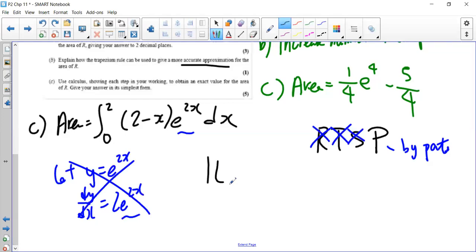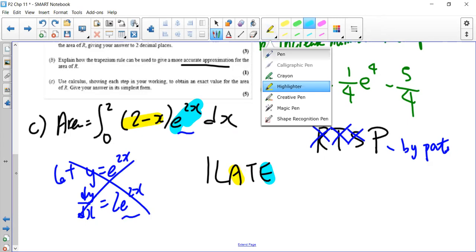When it comes to by parts, use the LATE rule, to be honest, because you're not doing pure maths, you're not doing any inverse trick, unless you're doing further maths, where it might be useful. Otherwise, it'll be the LATE rule for normal maths students. Logarithms, not quite. Algebra, yes, 2 minus x is algebra. And then e to the power of 2x is exponential.